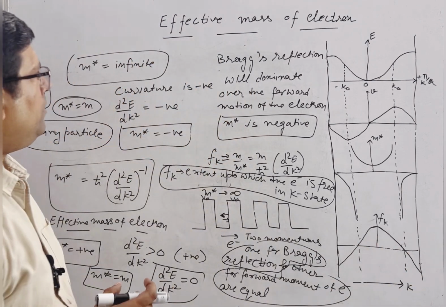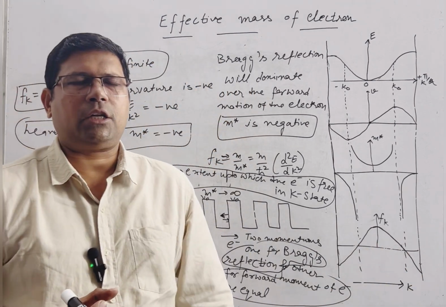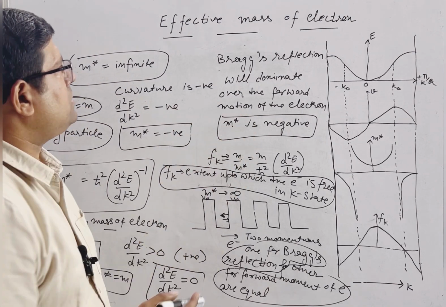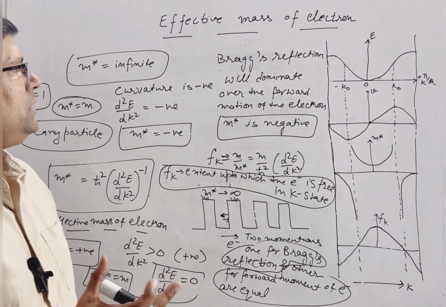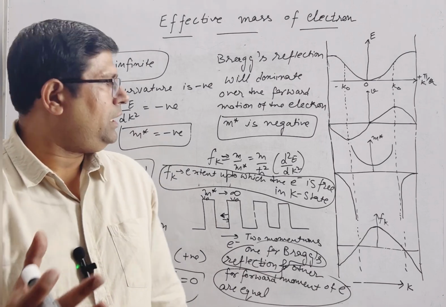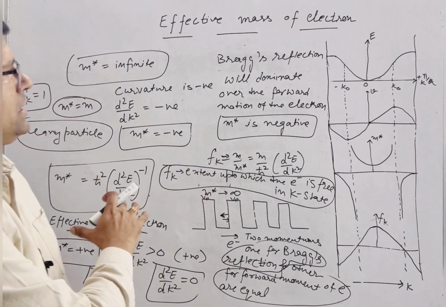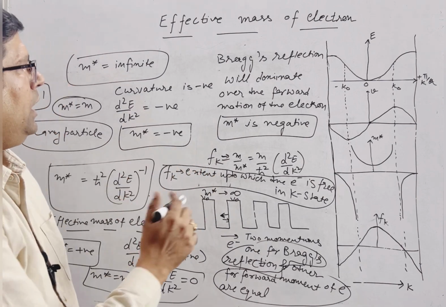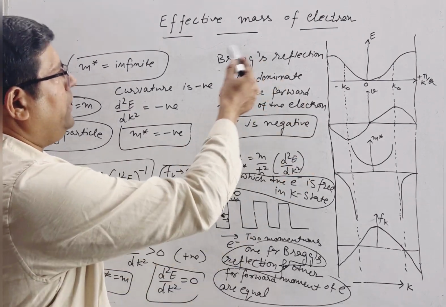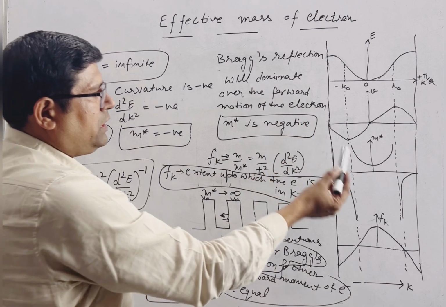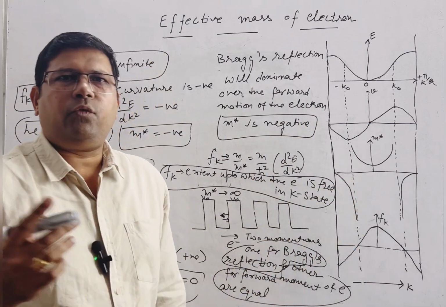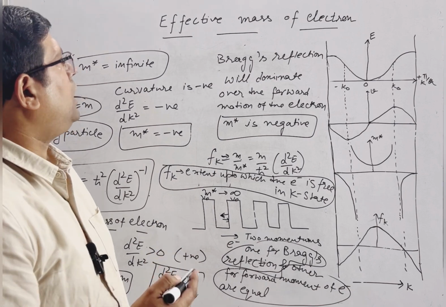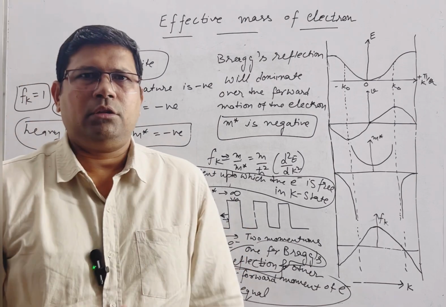Now this was all about the velocity of the electron and the effective mass of the electron, that is, the mass of the electron inside the crystal under the electric field. Why it is different from the mass of the free electron, and we have shown the physical meaning of the positive, negative, and infinite effective mass. So this was all about the topic. Thank you very much.